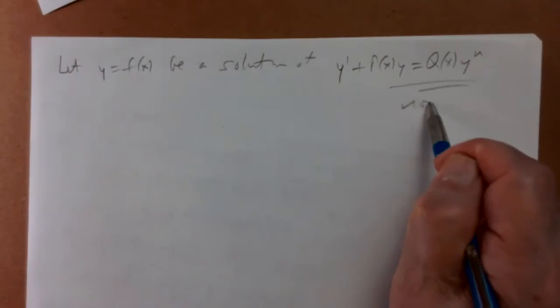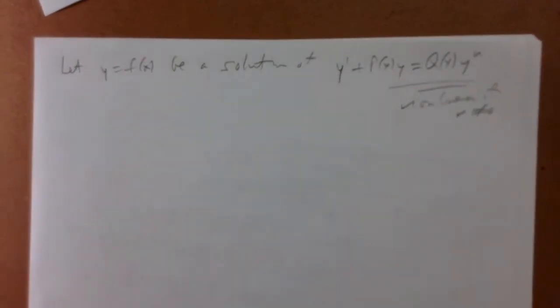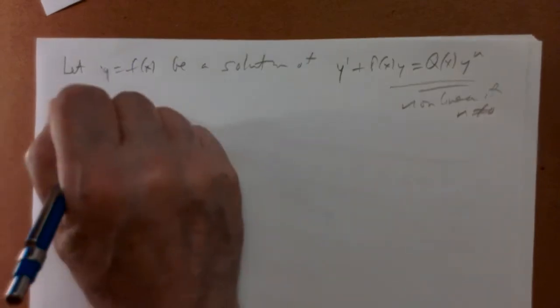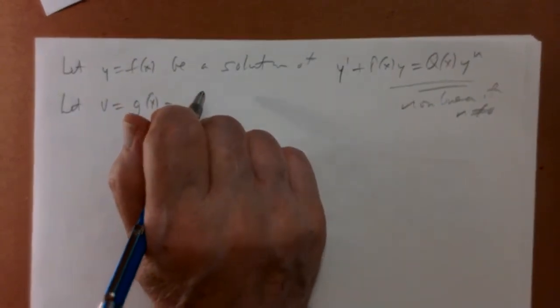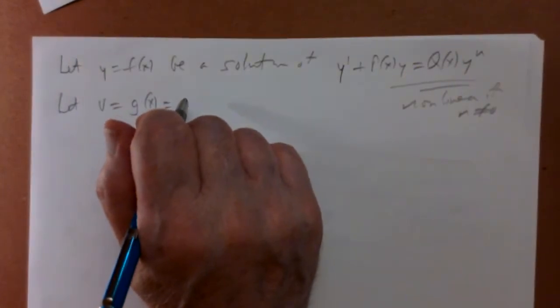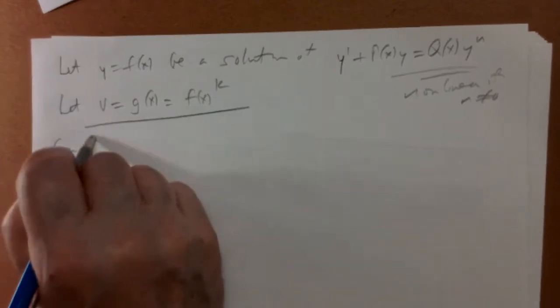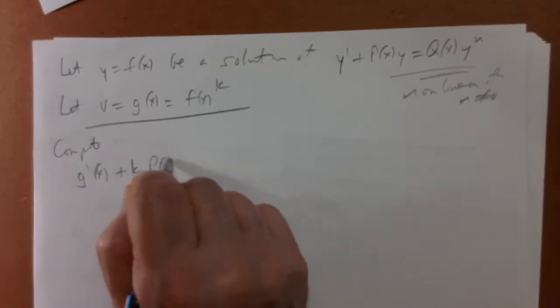By the way, this is a nonlinear differential equation, because you have a power of y occurring there. Right? This is a nonlinear differential equation. Suppose we let v be the function g of x, the f of x to the kth power. So let's compute g prime of x plus k p of x g of x.